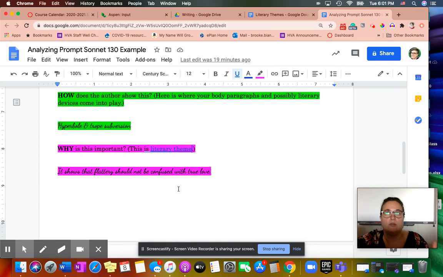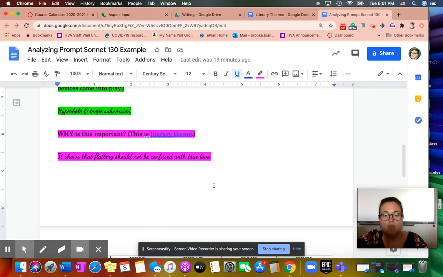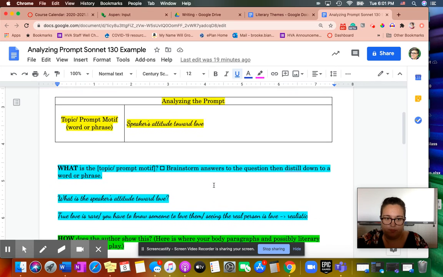So, when we get back to our thing here, here's why I think it's important that the speaker's attitude towards love is realistic: it shows that flattery should not be confused with true love. Okay, so we're getting into a complete statement here. Flattery should not be confused with true love. That part right here is a complete statement. It is relevant to the poem. It's not a cliche.